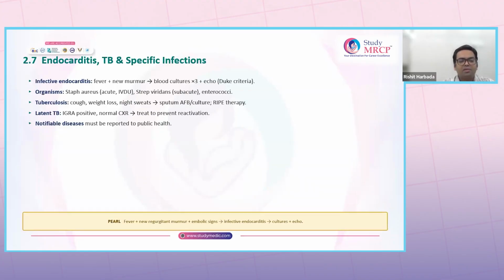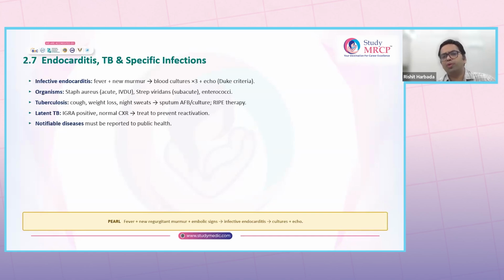So, as I said, any person with fever and a changing heart murmur has infective endocarditis unless proved otherwise. You have to take 3 sets of blood culture and you do echocardiography, that is on the Duke criteria. Transesophageal echocardiography is much better than transthoracic echocardiography. And as I said, for drug abusers, right-sided Staph is the most common. Staphylococcus aureus causes acute, and viridans will cause subacute. And that is the most important thing, which is going to be seen.